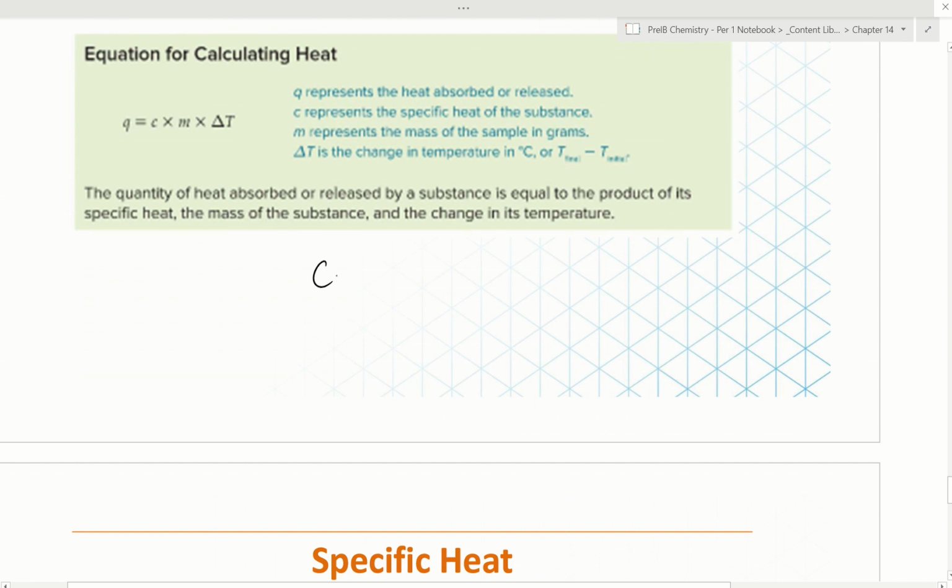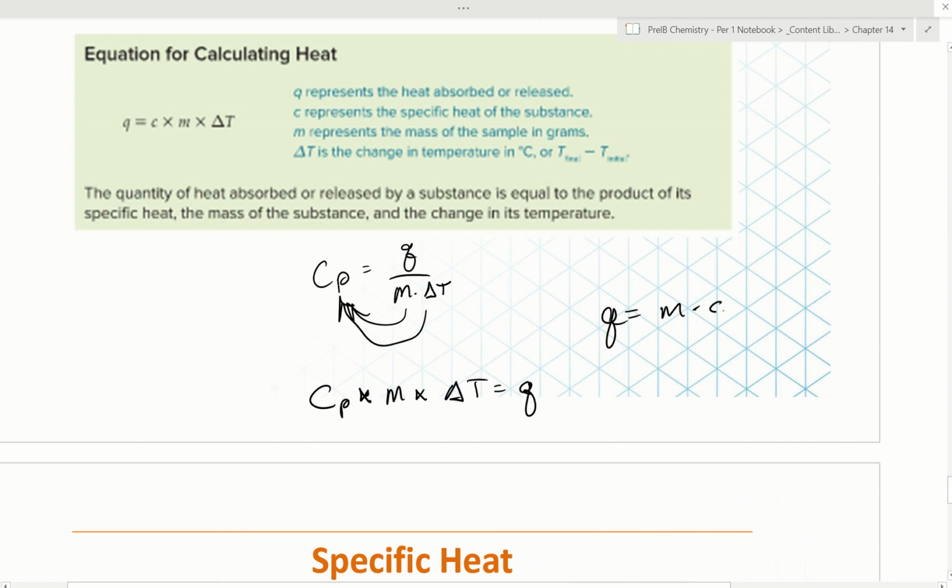Well, the specific heat equation can be manipulated by multiplying both sides by M and delta T. So we basically get C sub P times M times delta T equals Q. So we'll say Q equals M times C times delta T. And that's the equation given up here, the one that you'll find in your book.